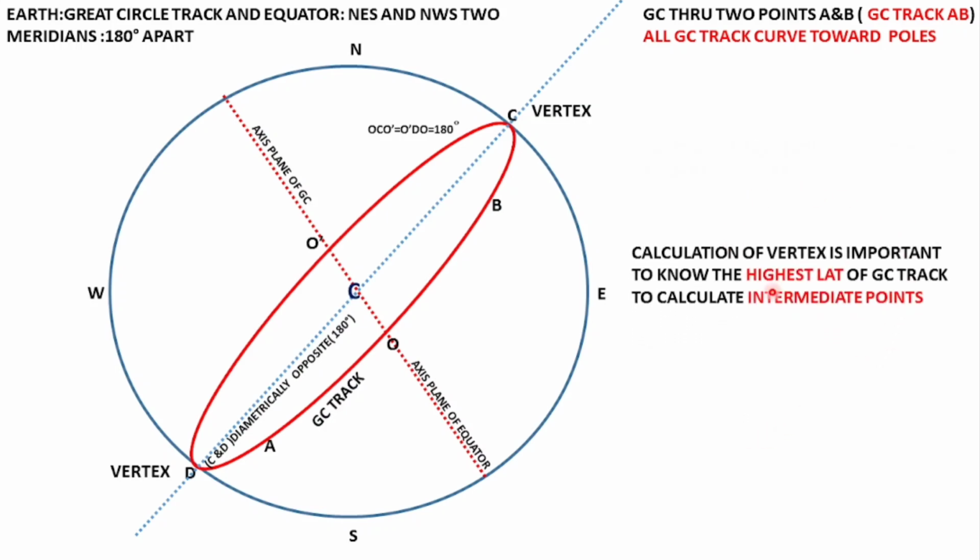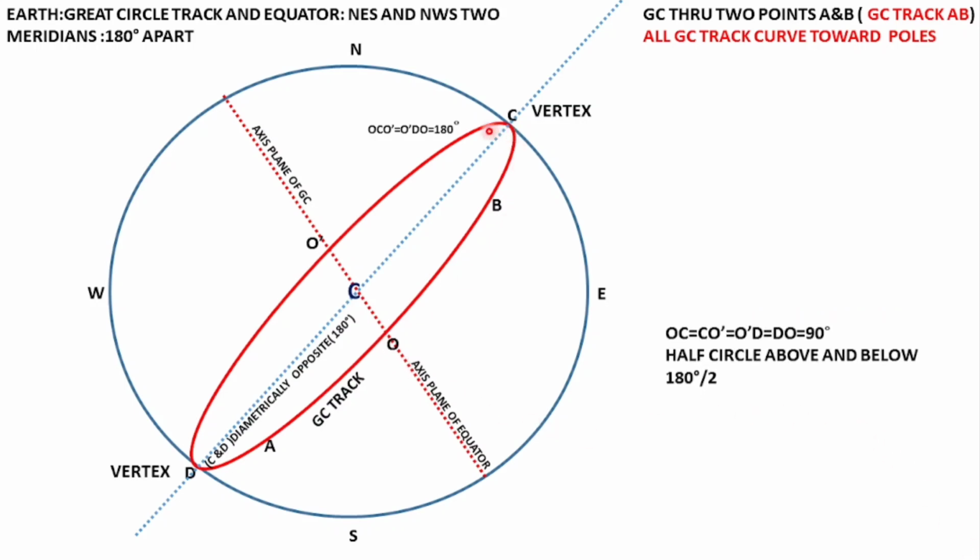As I told you, we require the highest latitude and intermediate point, so we should know what this point is, in case I find that this track is touching or is on my way. Of course, here it is not on your way, but in case it was somewhere on your way, you'd be able to avoid it.